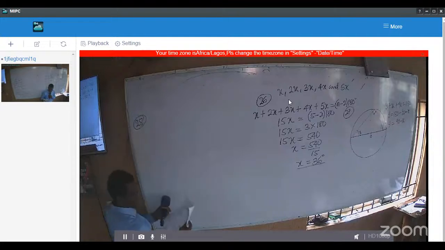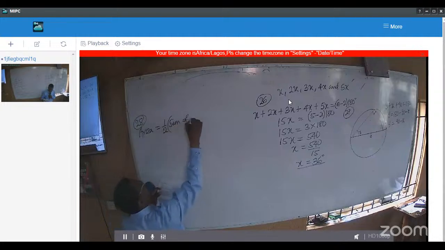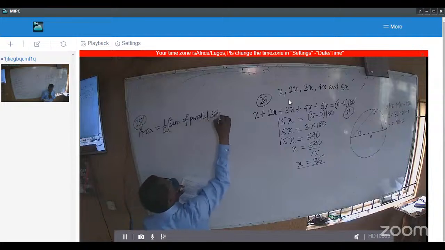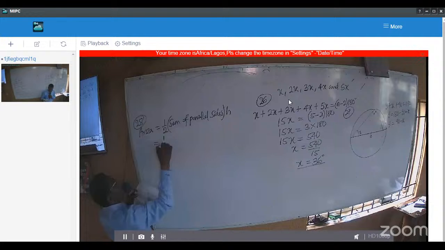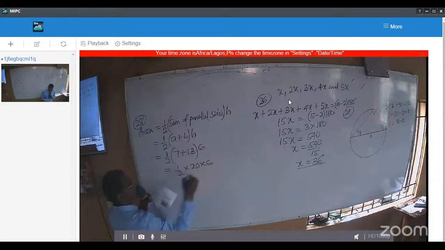28. Find the area of the trapezium. Area, now waiting. Half times sum of parallel sides times height. Half times A plus B bracket H. So that'll be half times what's your A? 7. What's your B? What's your H? Half times 20 times 6. 2 here, 1 here, what? 3. 20 times 3 is what?